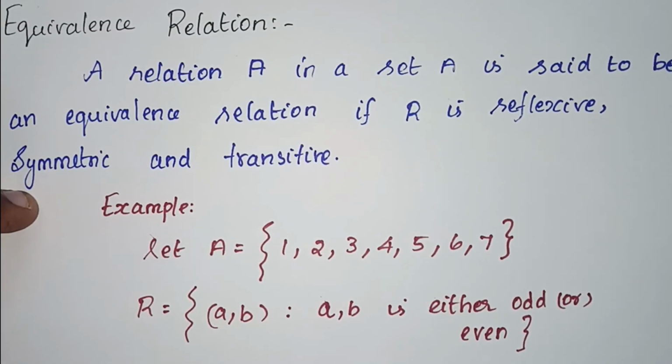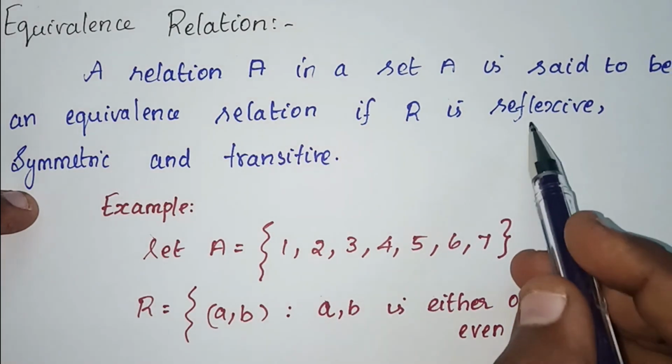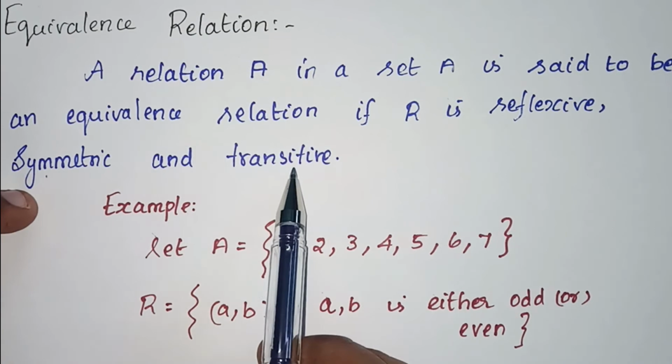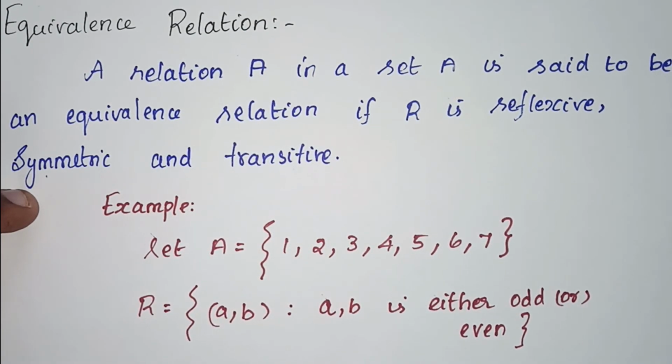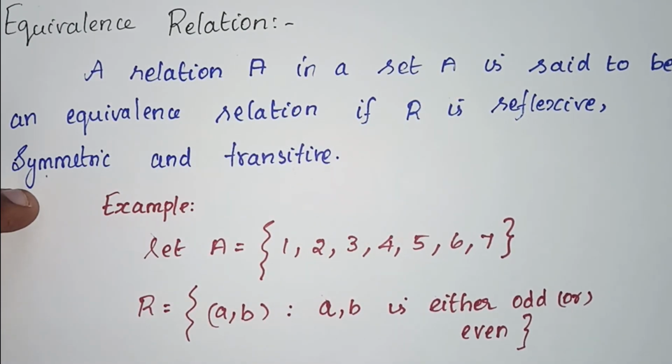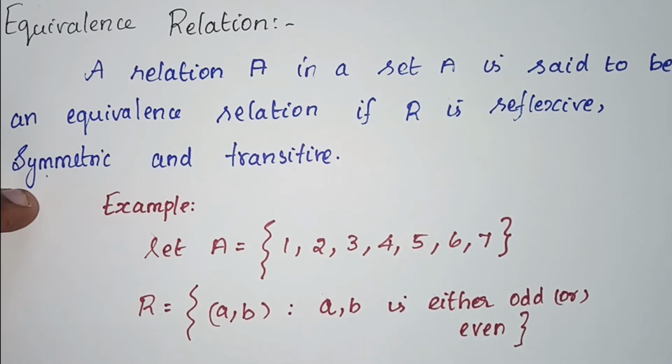Last one is equivalence relation. What is meant by equivalence relation? If a relation satisfies reflexive, symmetric and transitive, then that relation is called an equivalence relation. So when a relation satisfies three conditions, reflexive, symmetric and transitive, then that relation is called equivalence relation.